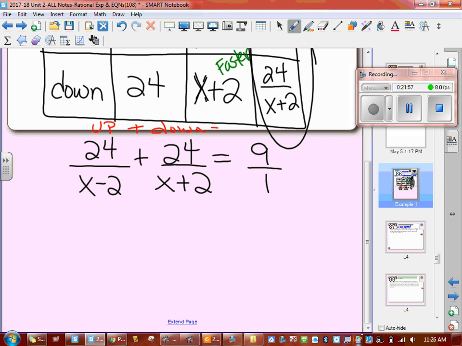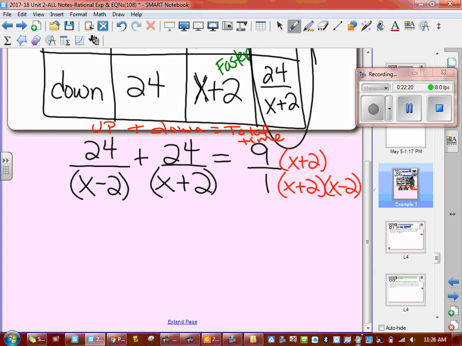Now we have a common denominator. Our common denominator is both sets of brackets. So that means the 9 is going to multiply by both sets of brackets, x plus 2, x minus 2. I need both of them for my common denominator. Which one is the guy on the left for upstream missing? x plus 2. So that's what we're going to multiply to the 24, x plus 2. The other guy is missing the x minus 2. Remember, you've got to do it to the top and to the bottom.